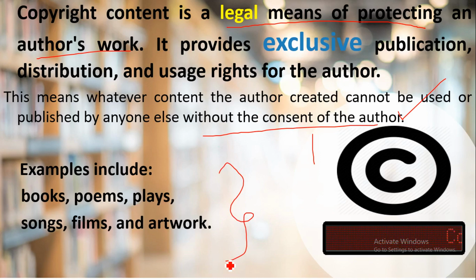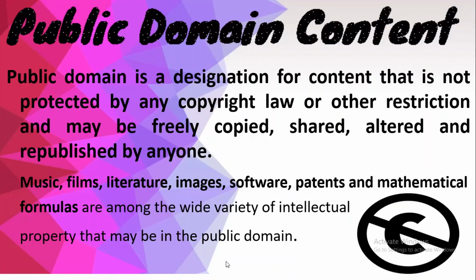So if I'm using a film, if I'm using someone's song, then I can fall under the copyright problem. The second type of content which is available online is the public domain content. Now, this is entirely different, entirely opposite of the copyright content. So, I have the symbol C with a not sign over it. So, it is a designation for content that is not protected.